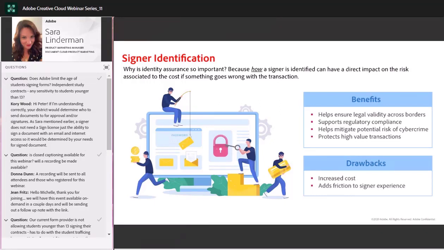So depending on the type of signer and other risk factors defined by your school, how each signer is identified should ideally be appropriately balanced with the level of security that's needed to mitigate the risk for every e-signature that you're going to be putting onto a specific document.